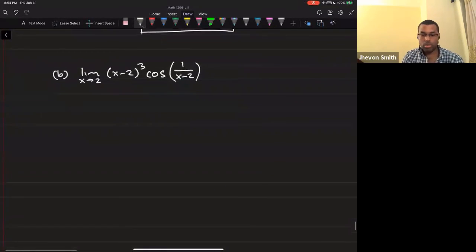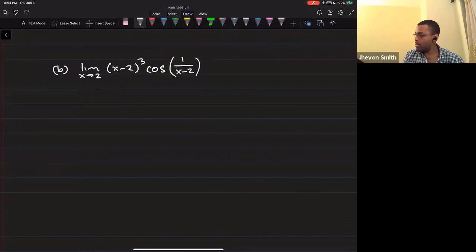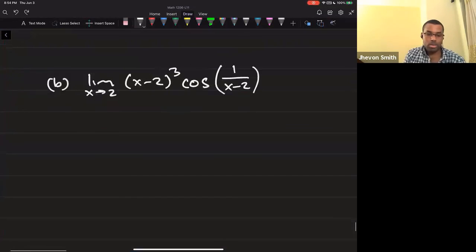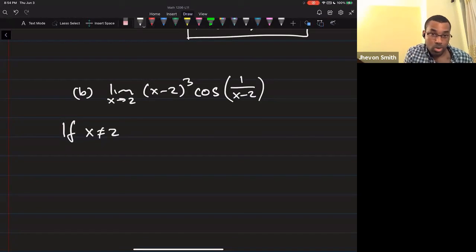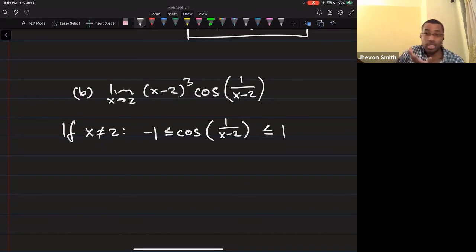You do a similar thing here. You can't really have x approaching 2 creates a situation in the cosine where you're dividing by 0, no bueno. However, we know that if x is not 2, which for the limit we don't have to assume it's 2, this thing is between 1 and -1, whatever the output is. As long as the angle is defined, which it's defined as long as x is not 2, that's true.